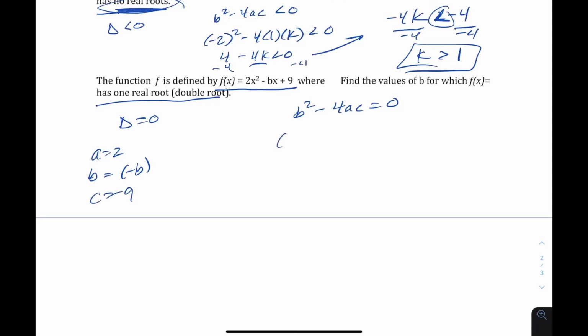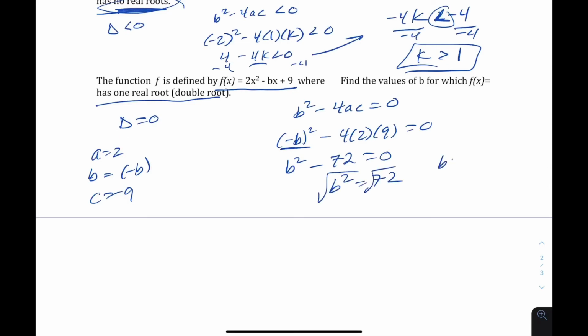So plug it in. Negative b squared, it's a little weird, minus 4 times 2 times 9 is equal to 0. Negative b squared and times squared negative becomes positive, so it becomes b squared minus 8 times 9, which is 72, equals 0. Move 72 over. B squared equals 72. Square root both sides. B equals the square root of 72 plus or minus.